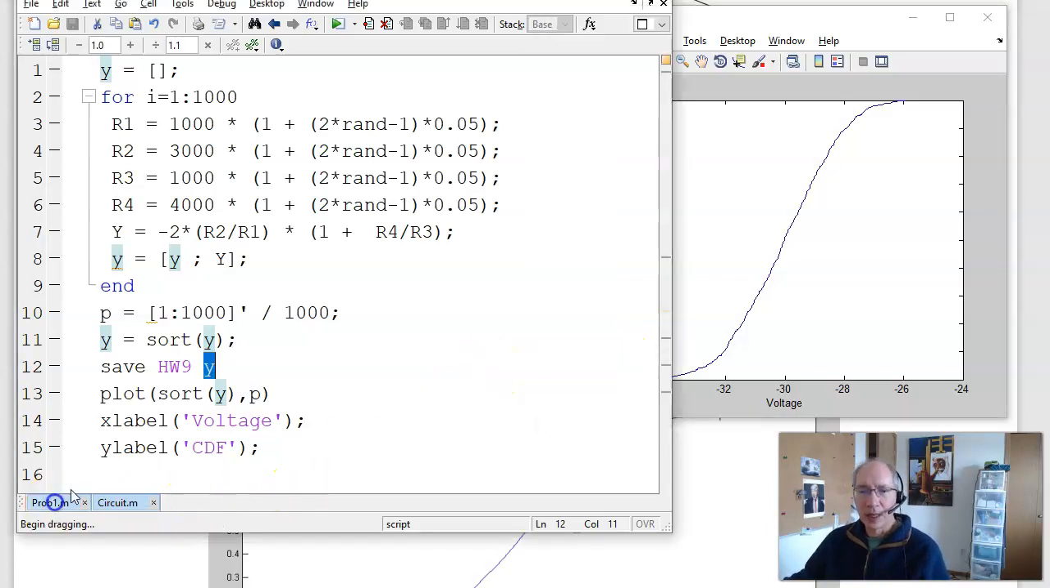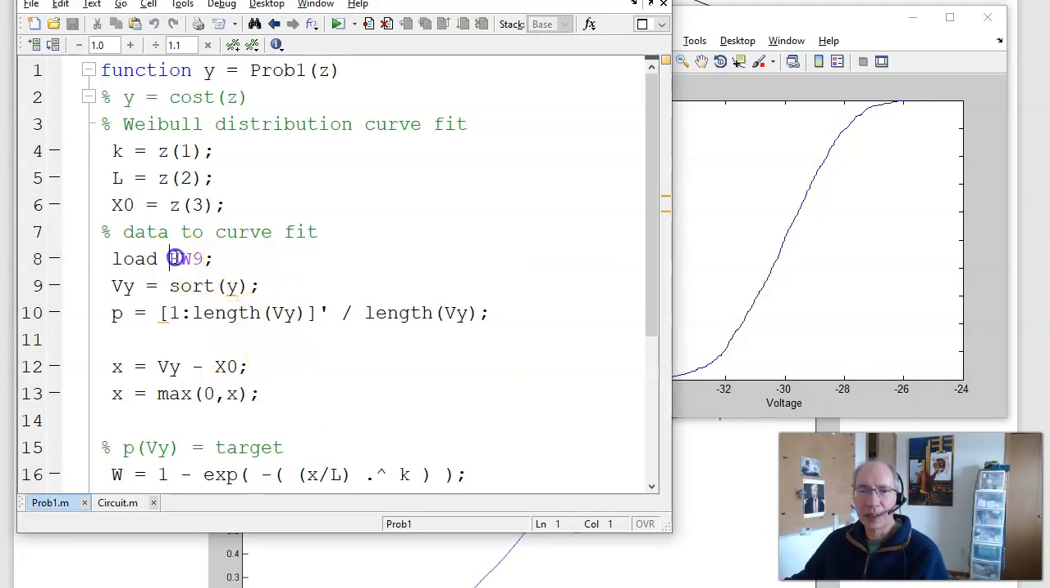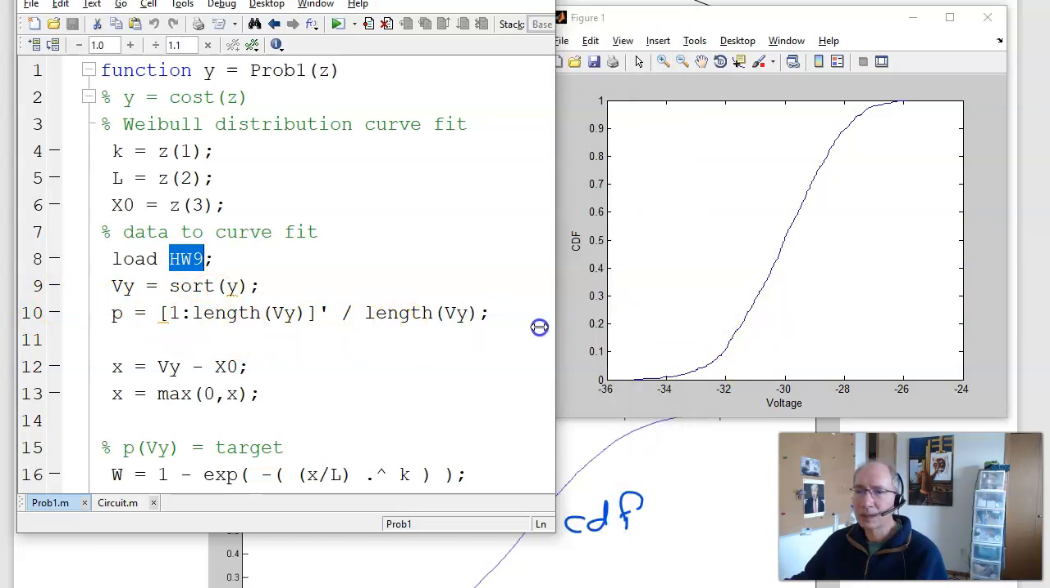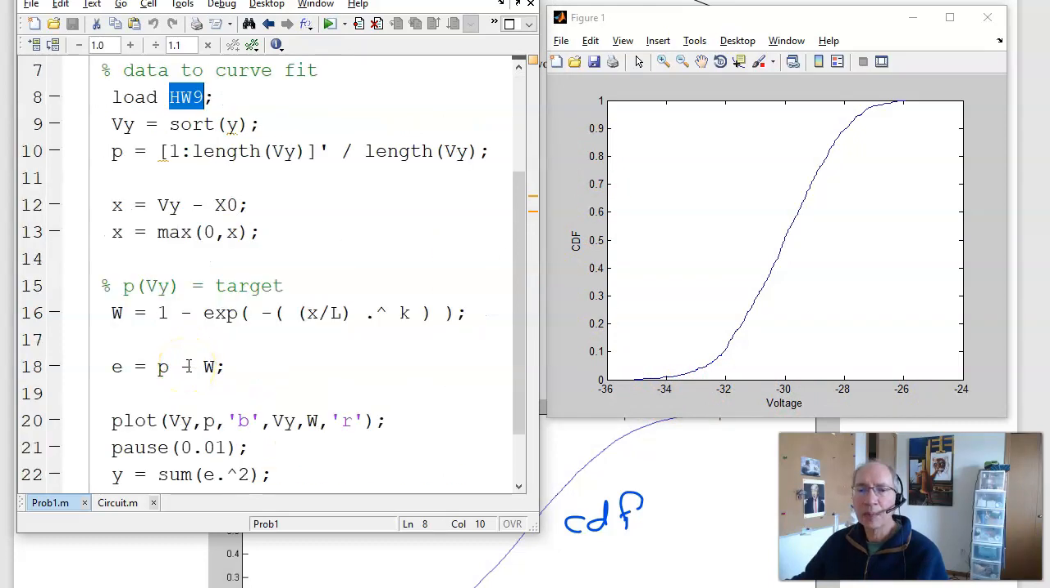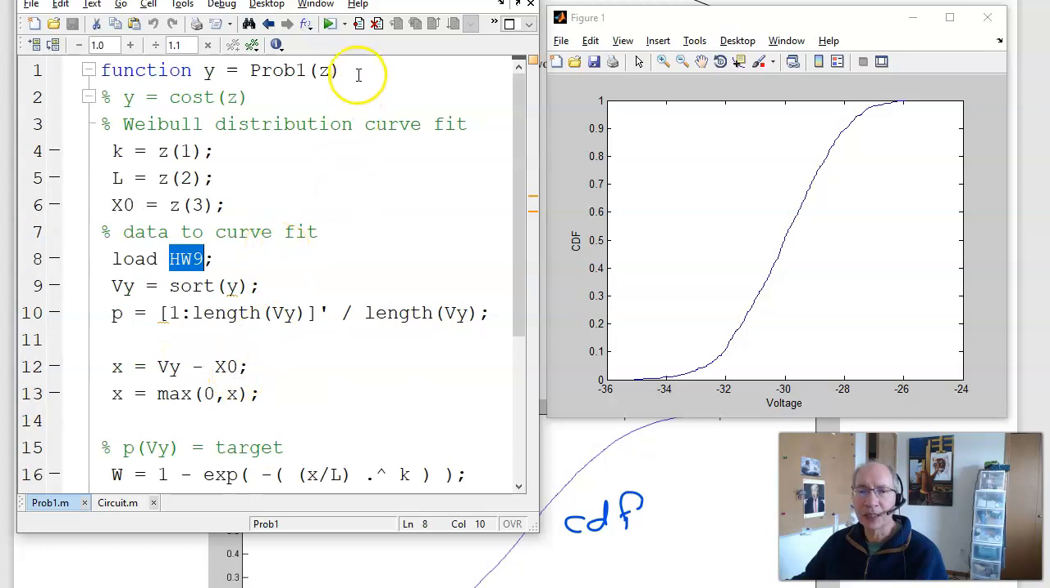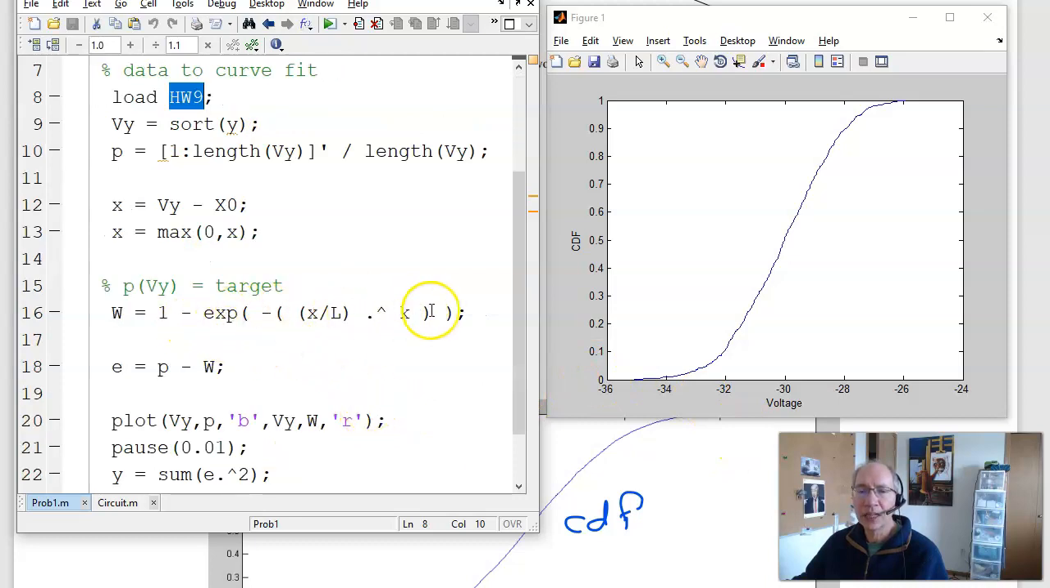Now, I'm going to create a function in MATLAB. I'm going to load homework 9. That's got my sorted data, Y. That's the voltage that I'm looking at. Here's the probability. Kind of same thing I had before. Given the voltage, here's the probability. Come up with a Weibull distribution that approximates that. So I'm going to pass my guess of k, lambda, and x0. That's my left endpoint. Once I have that, this is the CDF for Weibull distribution, shifted by x0.